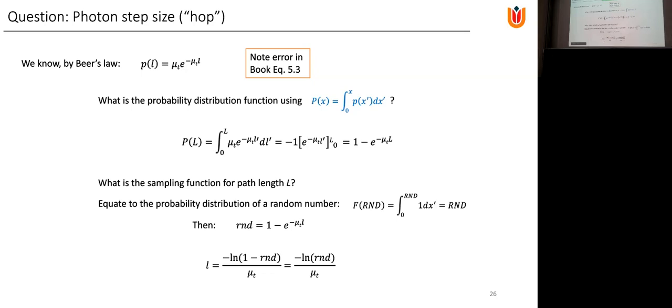If we repeat that, if we draw a lot of random numbers and we calculate a lot of L's, we get a series of path lengths, and if we make a histogram of that, we will find that it exactly follows that exponential distribution that we started with. So this is then the step size.